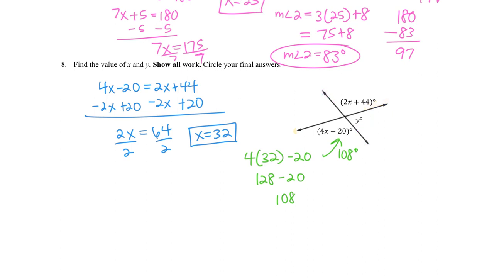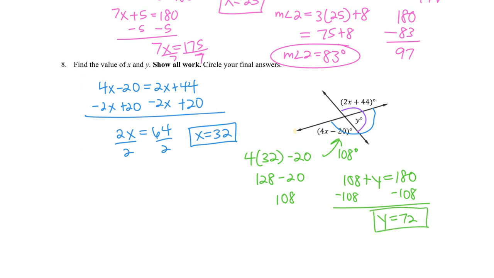So we can see that y and 2x plus 44 are a linear pair, but you can also look at 4x minus 20 and y because these two are the same angle. So both of them are 108, so we're just going to do 108 plus y is equal to 180. And that's so easy, guys. Subtract 108 from both sides, and y equals 72.